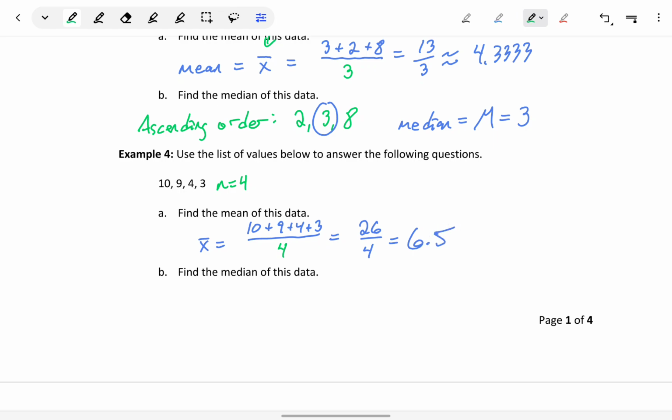To find the median, we first rewrite the data values in ascending order. So this will be 3, 4, 9, and then 10, and then we look for the middle value. In this case, there is no number in our data set that's the exact middle. We have two numbers that represent the middle. So what we do is average those two values, or find the mean of those two data values. So we take 4 plus 9 divided by 2, which equals 13 over 2, or 6.5. So our median, M, is equal to 6.5.